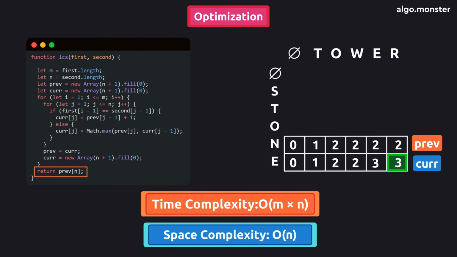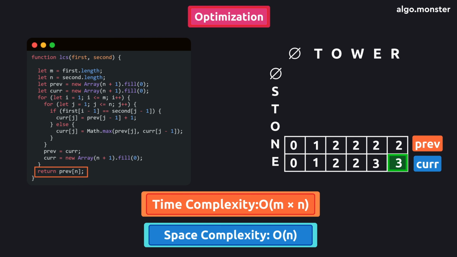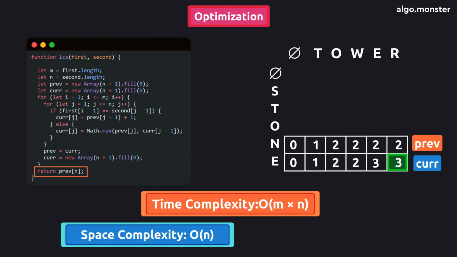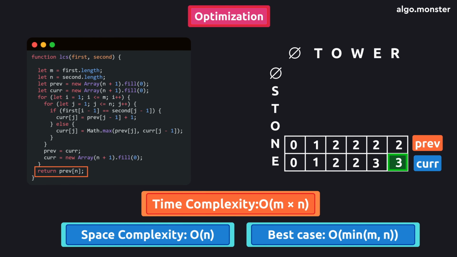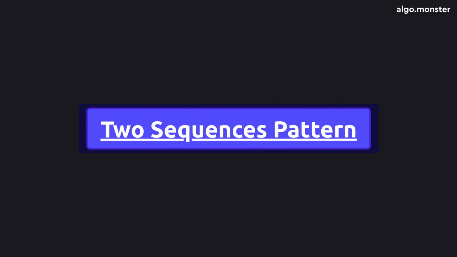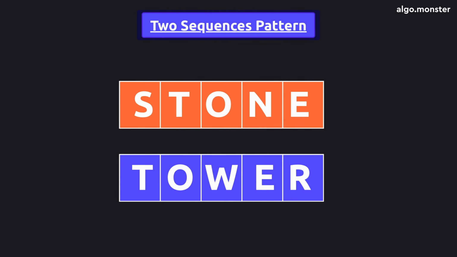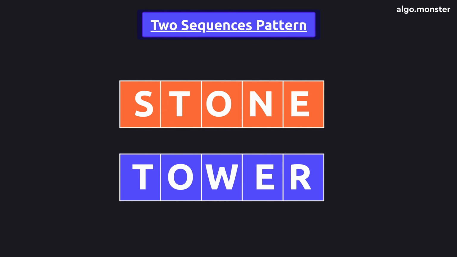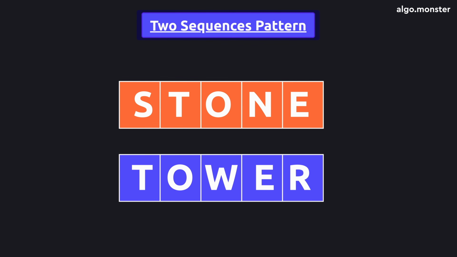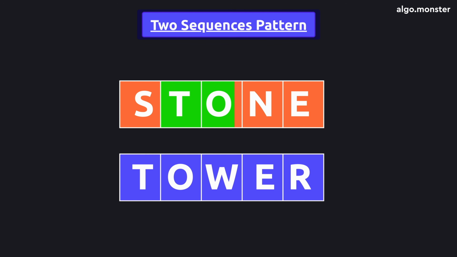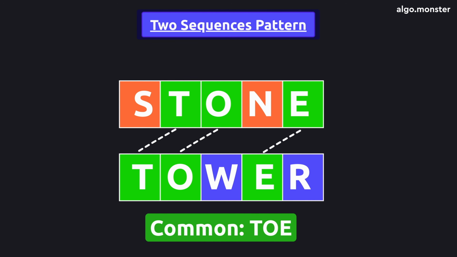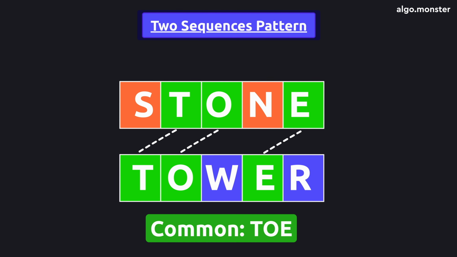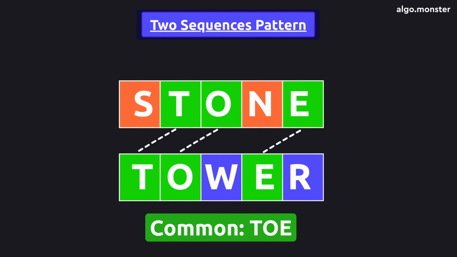Now the space complexity is O of n instead of O of m times n. And if one string is shorter than the other, we can even get O of min of m and n. Even better. So now let's summarize the key signs of the two sequences pattern. First, the problem gives you 2 sequences, 2 strings, 2 arrays, 2 lists, something that needs to be compared. Second, you're asked to find something in common or to count operations needed to transform one sequence into the other, a common subsequence, edit distance, or something similar.